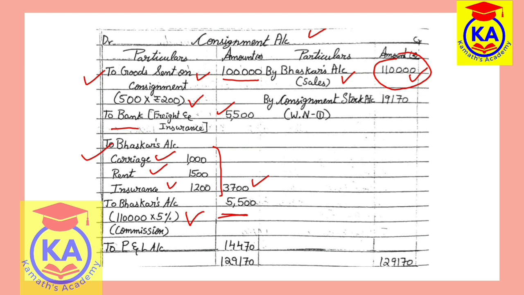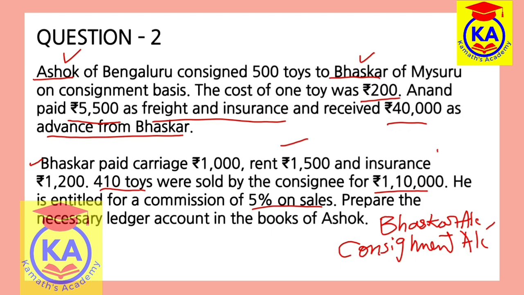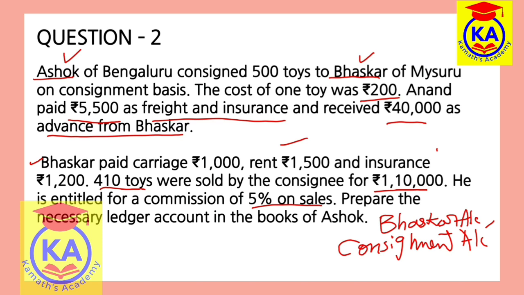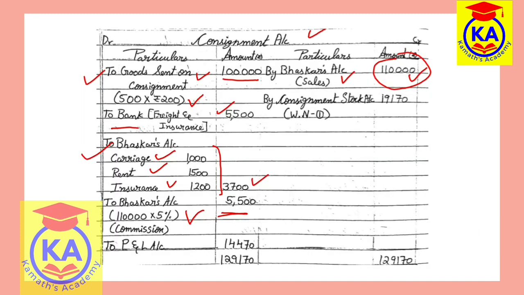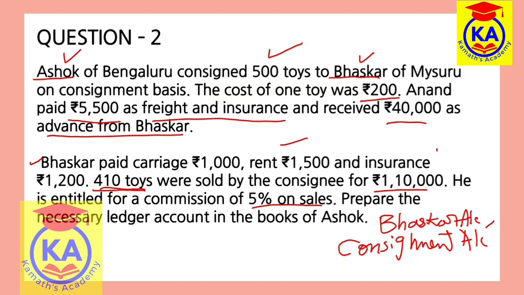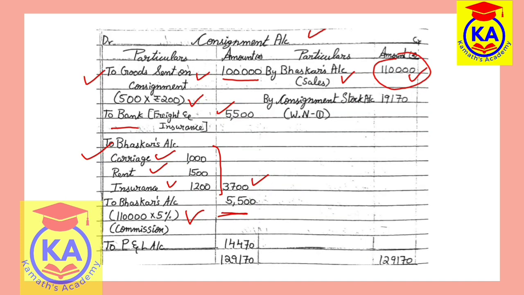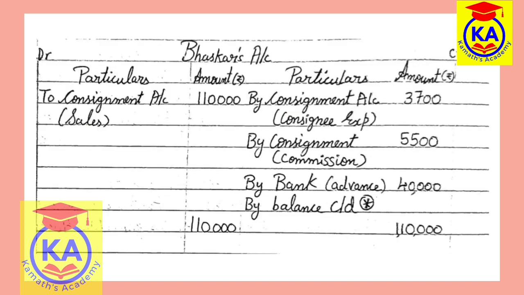So now only 410 toys were sold. Okay, out of 500 only 410 toys were sold. So still some goods or toys are remaining. Toys are remaining, right? So this will be written under consignment stock account. That's nothing but the closing stock. Okay, so we have to provide a working note there. So let's see the working note.